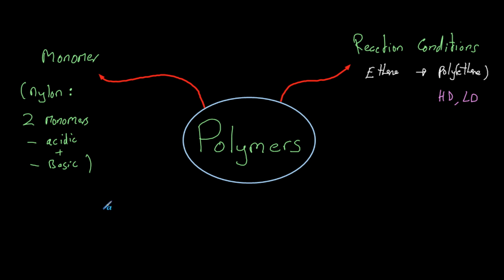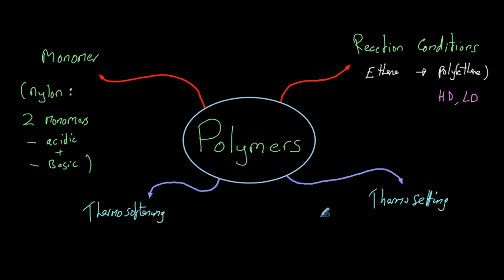Now finally, we have two separate types of polymers known as thermosoftening and thermosetting. Do them in a separate colour so you can realise these are types of polymers, not just how we form polymers. Thermosoftening and thermosetting. Now, a thermosoftening polymer is one which will quite easily melt.